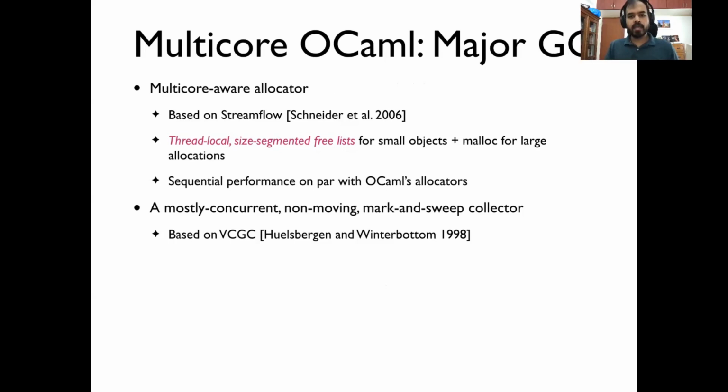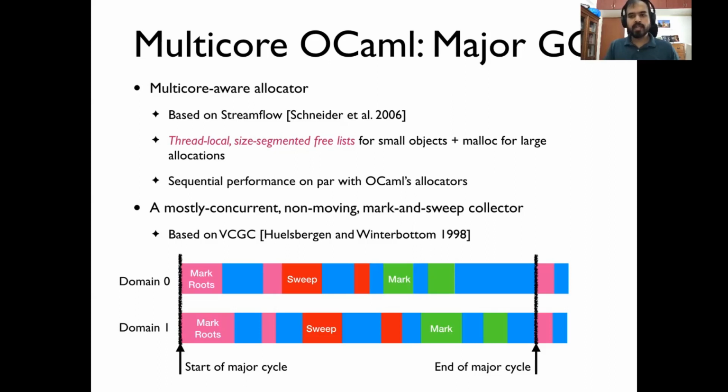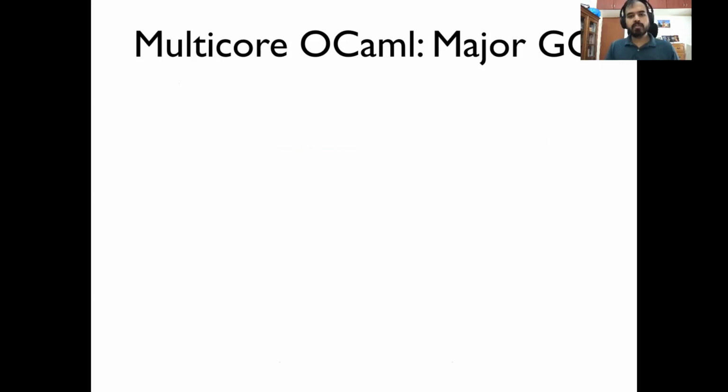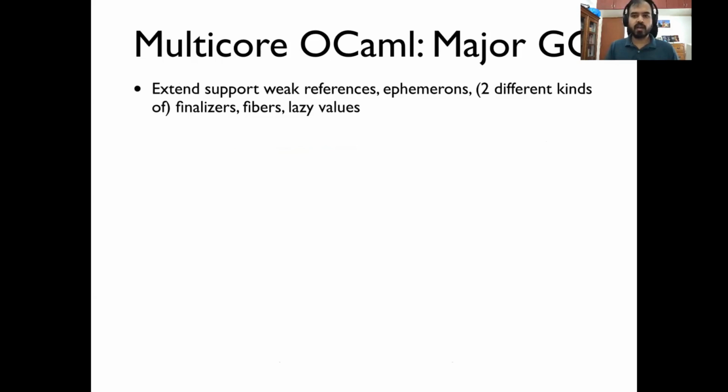And the major heap is collected with the mostly concurrent non-moving mark and sweep collector based on the VCGC design. One nice aspect of this design is that we only need a very short barrier at the end of every major cycle. And I should at this point mention that domains are our units of parallelism. And in particular, there is no phase separation between marking and sweeping, and marking and sweeping phases between multiple domains may overlap. One of the major contributions in this paper is extending this design to support a variety of additional features such as weak references, ephemerons, two different kinds of finalizers, fibers, lazy values, and so on.